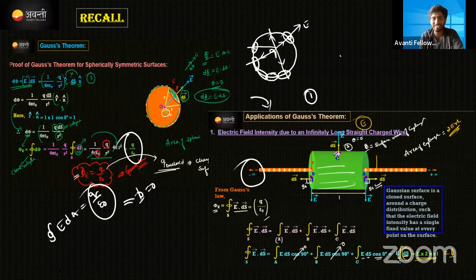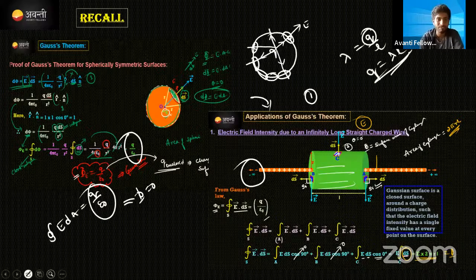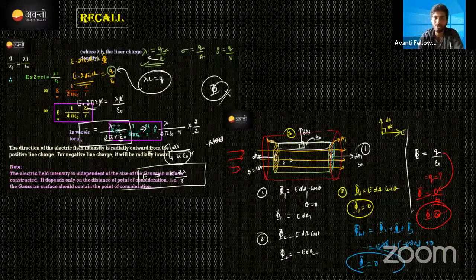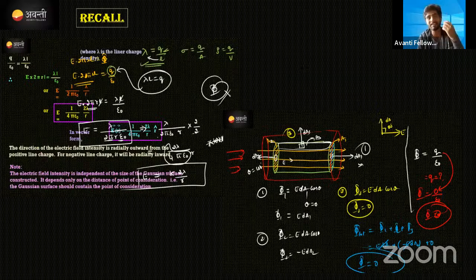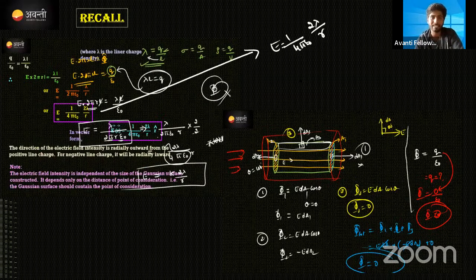We also calculated the electric field intensity due to this wire. I will write that one. E is equal to 1 divided by 4 pi epsilon naught, 2 lambda divided by r. Due to a linear wire, the electric field intensity value will be proportional to 1 by r. It gives a 1 by r relation. Clear? And we also proved the Gauss theorem.